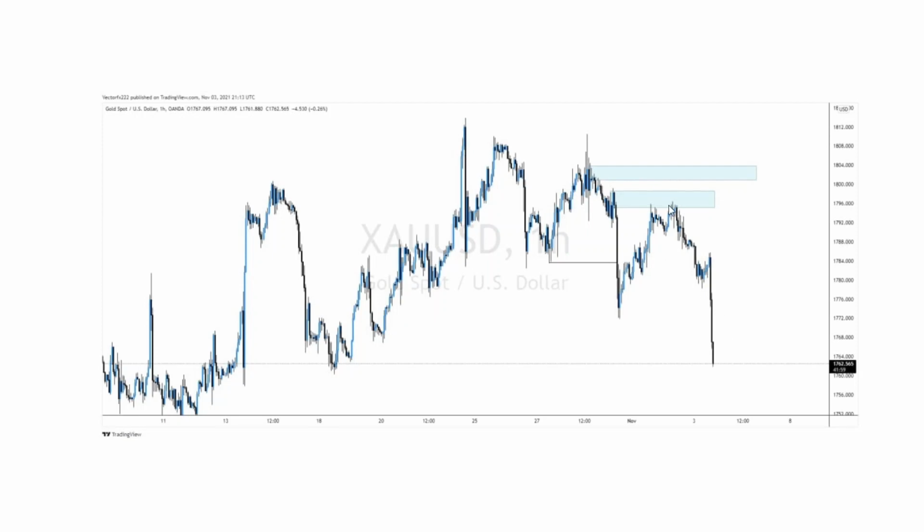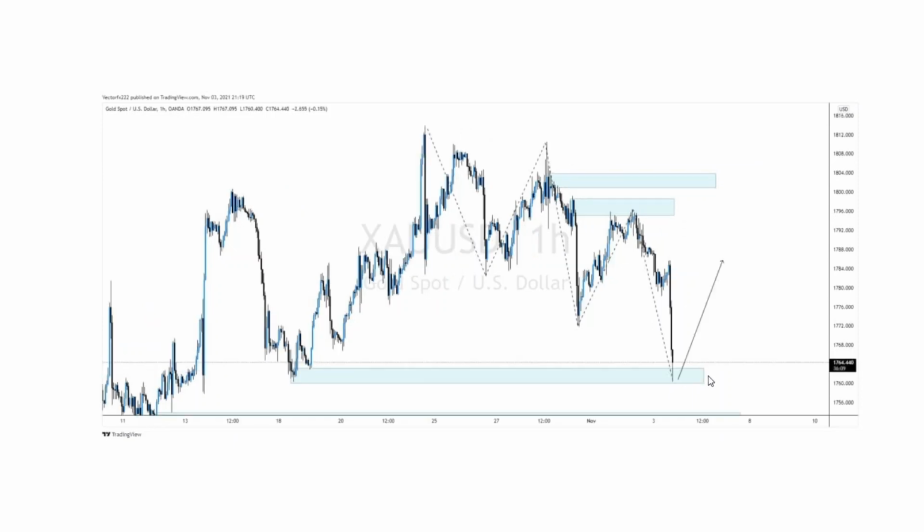It was a very beautiful reaction here. Okay. So that was our first catch for gold. So gold came all the way down as it was expected. And then on the way down, gold created a three drives pattern.